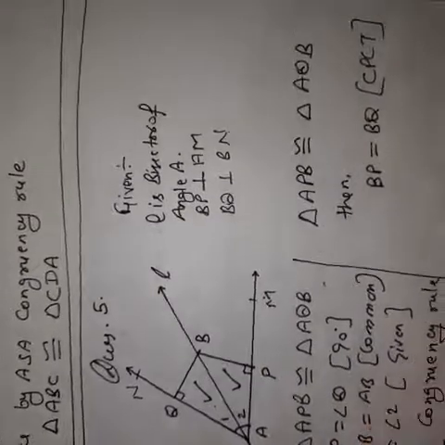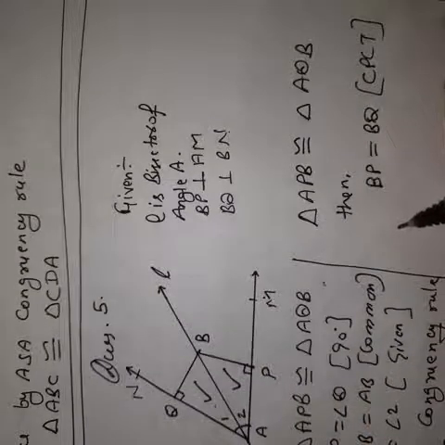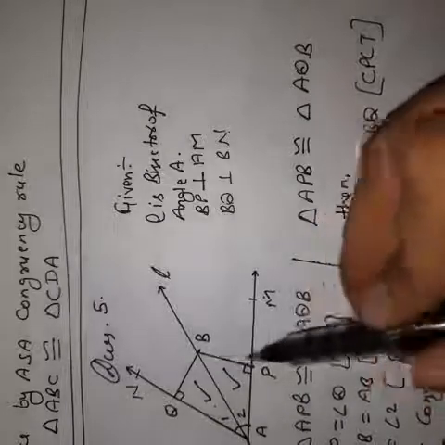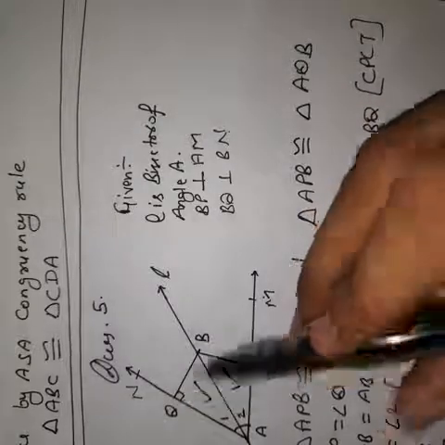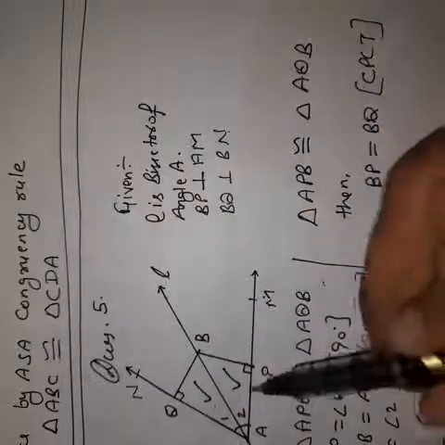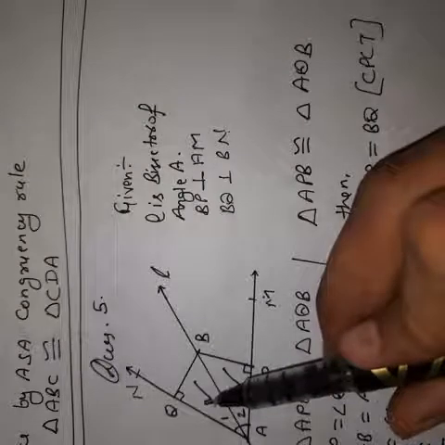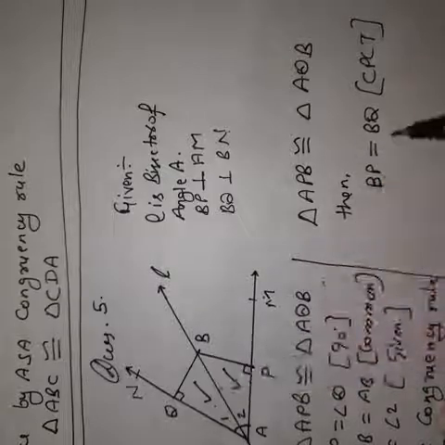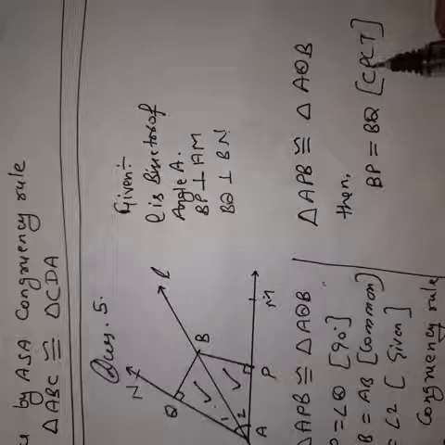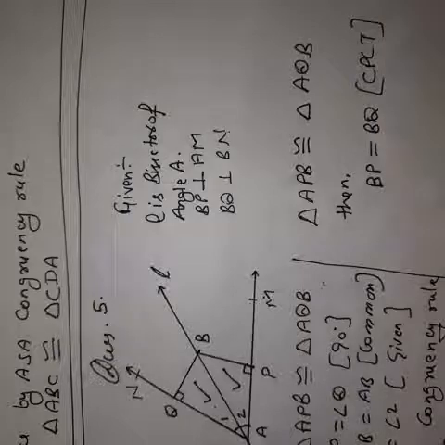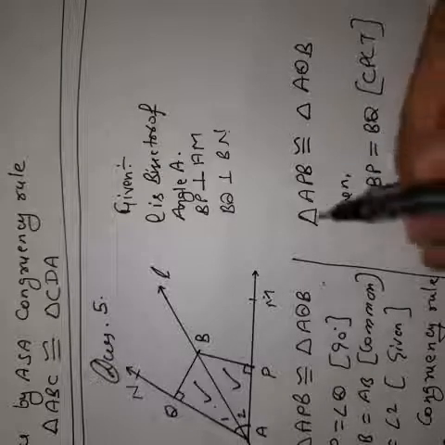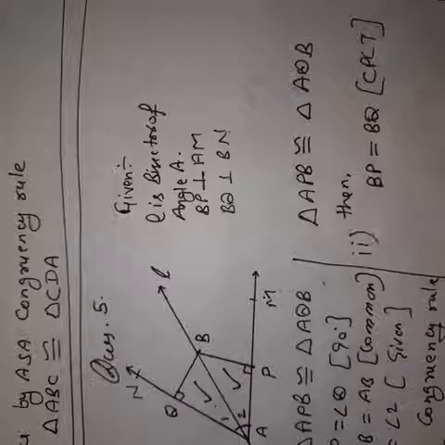The second part of this question is asking what you can say about BP and BQ. Now we have already proved that this triangle is congruent to this triangle. Then we can say that BP is equal to BQ because corresponding parts of congruent triangles are always equal. That's why BP is equal to BQ. This is your second part.